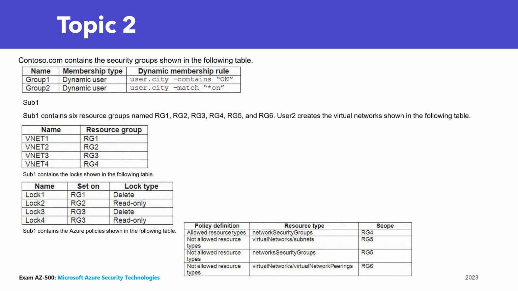Contoso.com contains the security groups shown in the following table. Sub 1 contains 6 resource groups named RG1, RG2, RG3, RG4, RG5, and RG6. User 2 creates the virtual networks shown in the following table. Sub 1 contains the locks shown in the following table. Sub 1 contains the Azure policies shown in the following table.